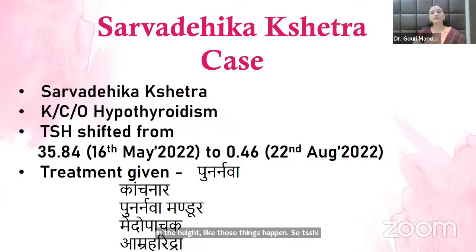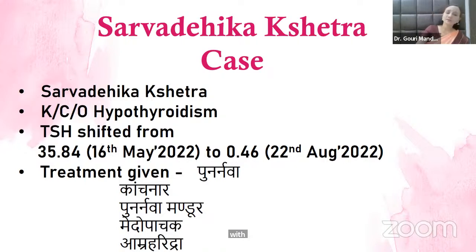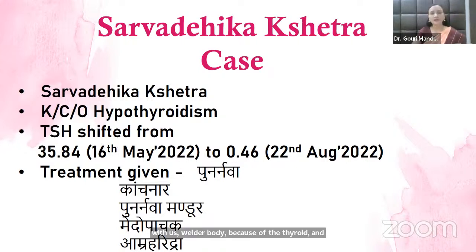For those things, what we give to the patients are generally Punarnava Gugul, Punarnava Mandur, Kanchanar Gugul. Kanchanar already having Gandamala Nashak, Punarnava Shothagna hai. So because of that, when the Punarnava is given, the overall edematous body, the swelled up body because of the thyroid reduces, and because of that Punarnava is given to the patients having hypothyroidism. Secondly, Medopachak is also given to the patients having hypothyroidism, because in thyroidism there is metabolic change of fat in the body, and because of that Medopachak is to be given.